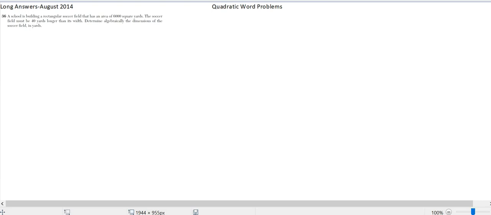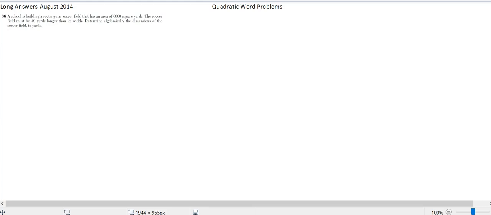This is question number 36 from the August 2014 Algebra 1 Regents. A school is building a rectangular soccer field that has an area of 6,000 square yards. The soccer field must be 40 yards longer than its width. Determine algebraically the dimensions of the soccer field in yards.